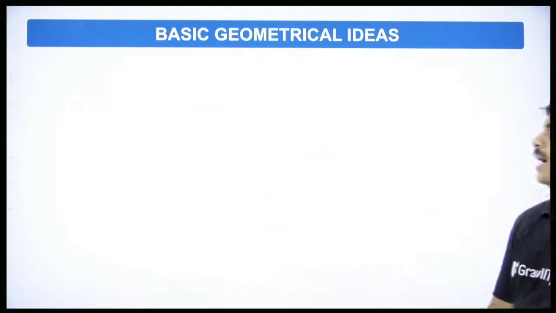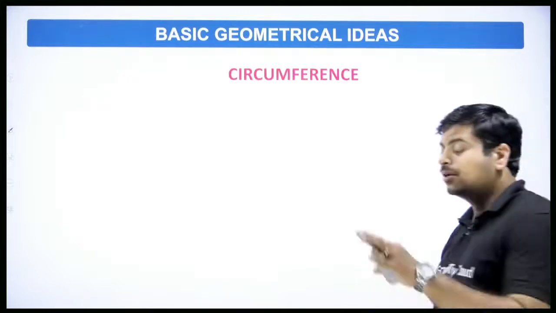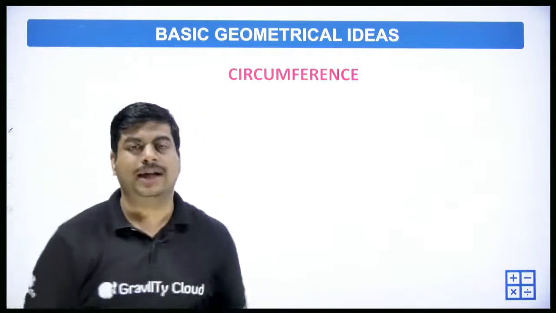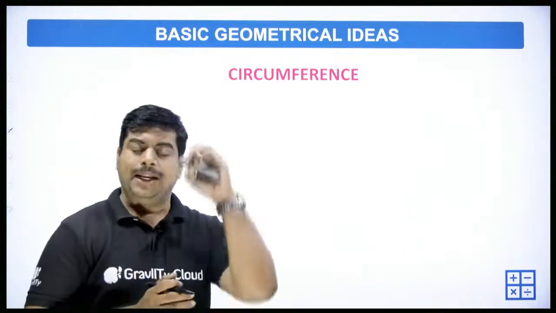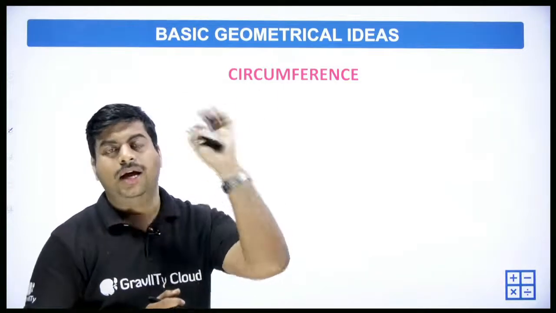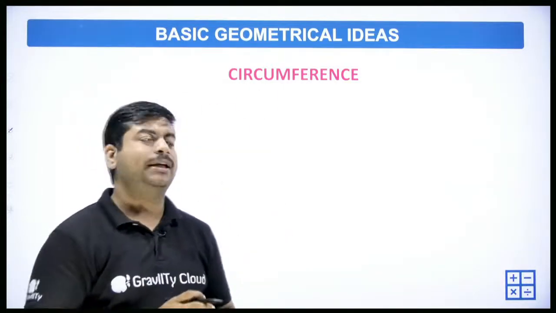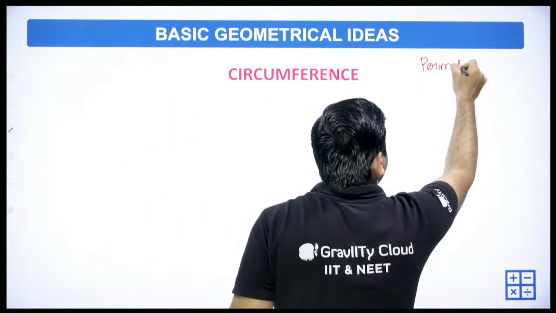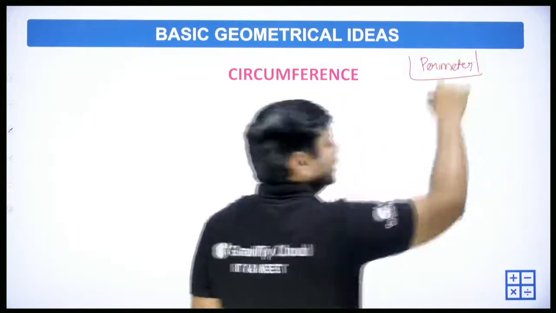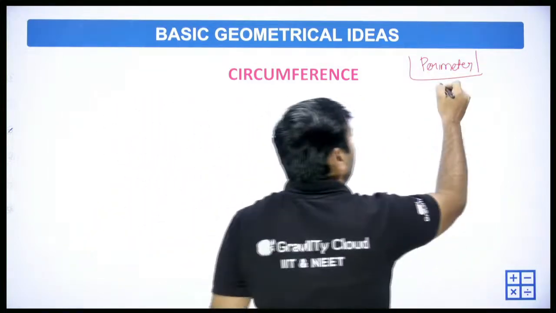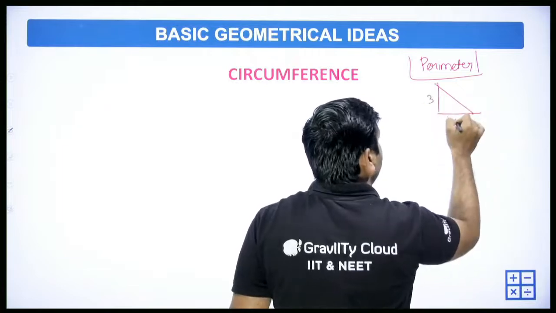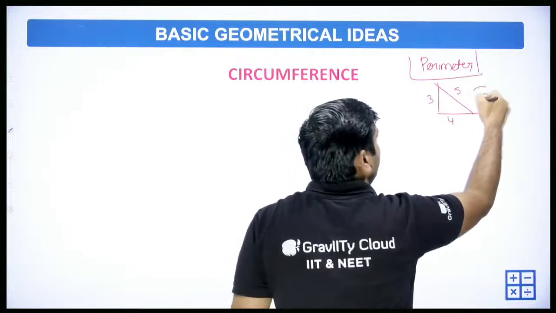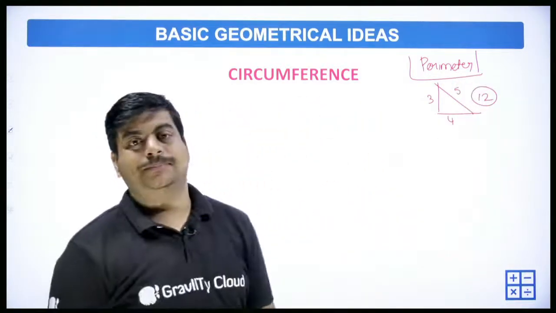Moving ahead, let's discuss circumference. Before learning what circumference is, let me tell you what a perimeter of a triangle or quadrilateral is. Perimeter is the sum of the lengths of all the sides. If I take a triangle where this is 3, this is 4, this is 5, the perimeter is the sum of all the sides. 3 plus 4 is 7, 7 plus 5 is 12. So 12 is the perimeter.